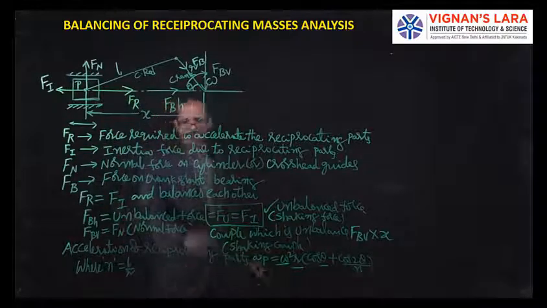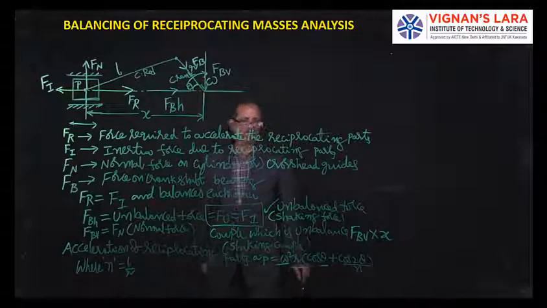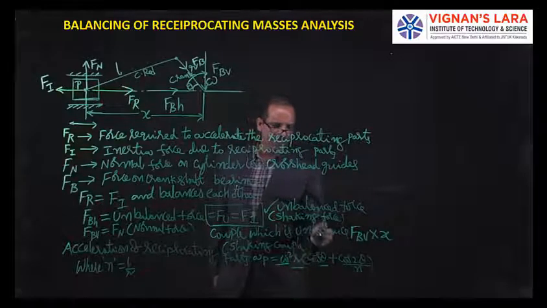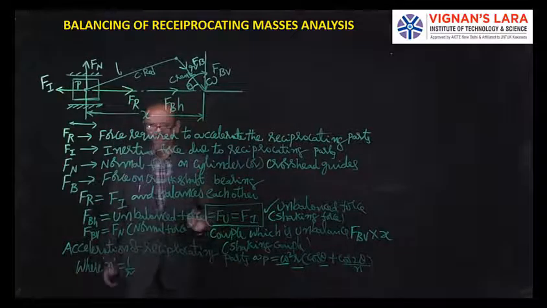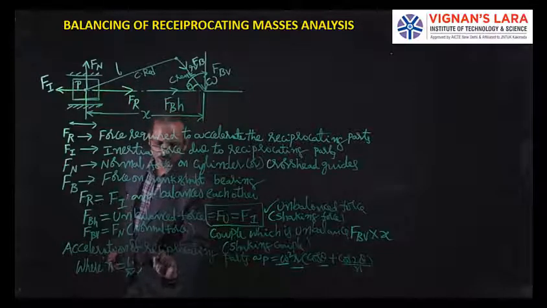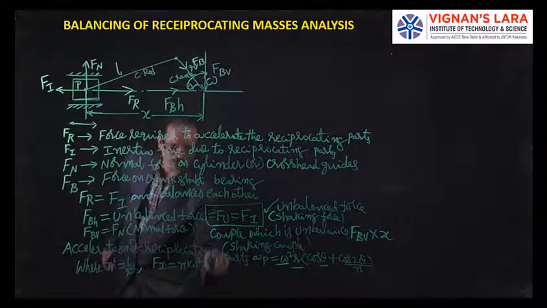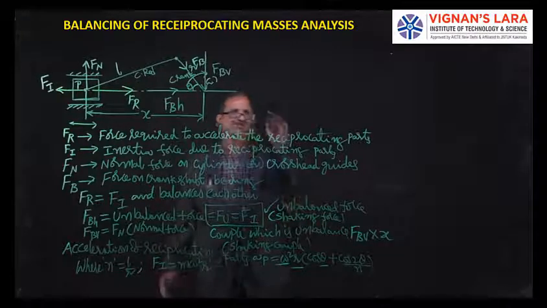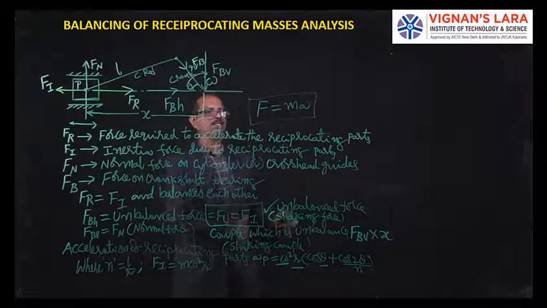So we know that the acceleration of the reciprocating parts Ap is omega square r into cos theta plus cos 2 theta by n, where omega is the angular velocity, r is the radius of the crank, theta is the angle made by the crank with the line of stroke, and n is the ratio of the length of the connecting rod to the radius of the crank. Then we also know the inertia force Fi is equal to m omega square r, that is the mass of the reciprocating parts. So we know F is equal to ma, that is force is equal to mass into acceleration.